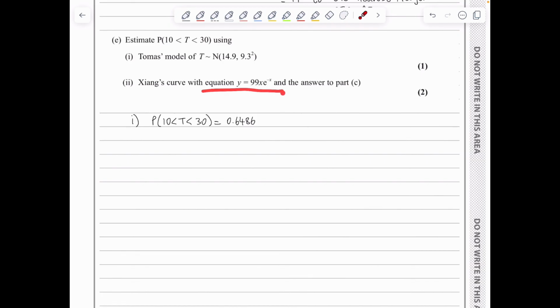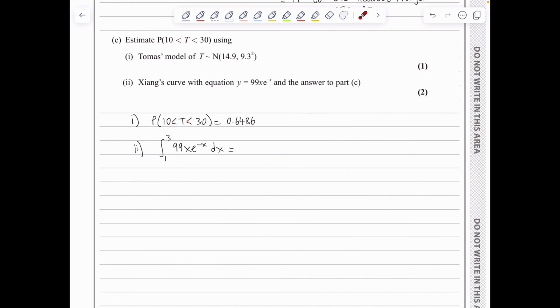And then in part II, we need to use Xiang's curve with equation y is 99x e to the minus x, and the answer to part C to determine this probability. So remember, we're trying to calculate the integral from 1 up to 3 of 99x e to the minus x dx. The reason I'm using 1 and 3 is because x is measured in tens of hours, so 10 hours means that x is 1, and 30 hours means that x is 3.